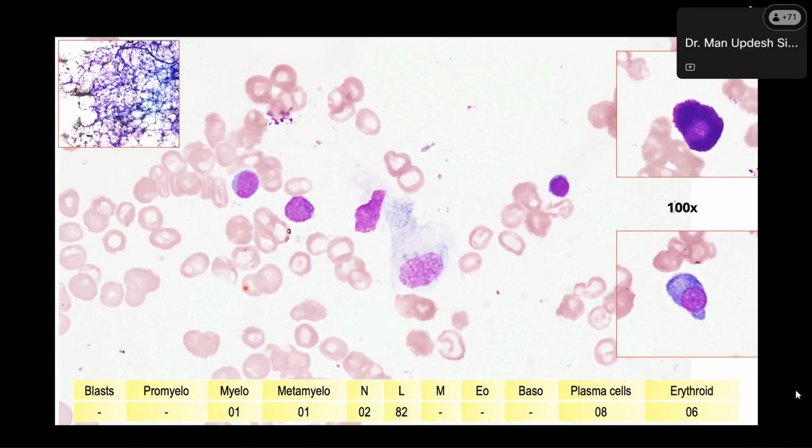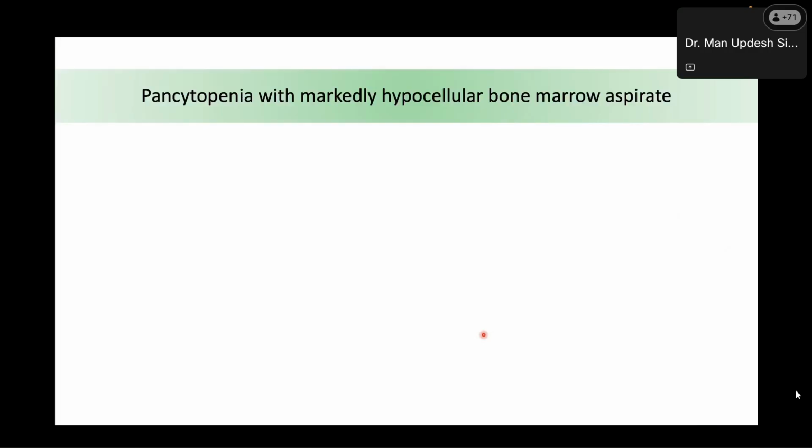The particle is totally hypocellular in the counts. You see, the myeloid cells are completely reduced. There are just two neutrophils, one metamyelocyte, one myelocyte. The predominant cell population is lymphocytes. There are 8% plasma cells. Erythroids are also reduced. So overall, there is pancytopenia with a markedly hypocellular bone marrow aspirate, and there is just a predominance of the remaining cells, lymphocytes and plasma cells. There's hardly any erythroid and myeloid component, and even megakaryocytes.